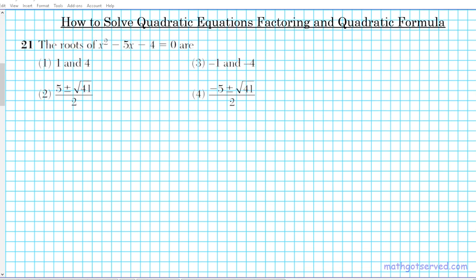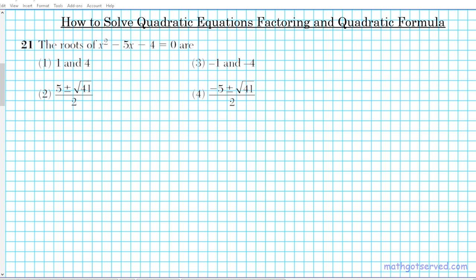Alright, let's take a look at question 21. On problem 21, we're being assessed on how to solve quadratic equations either by factoring or by the quadratic formula. Question 21 reads, the roots of x squared minus 5x minus 4 equals 0 are, so we have four options here.